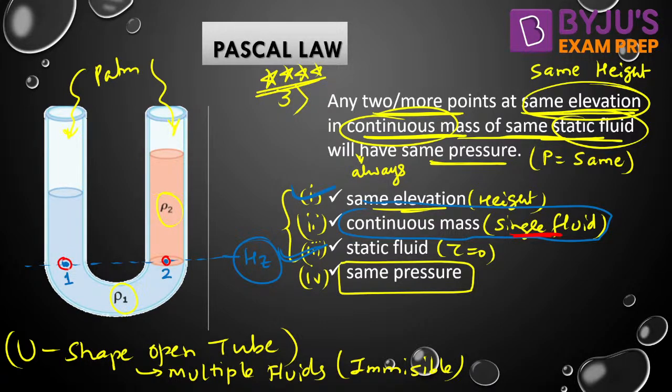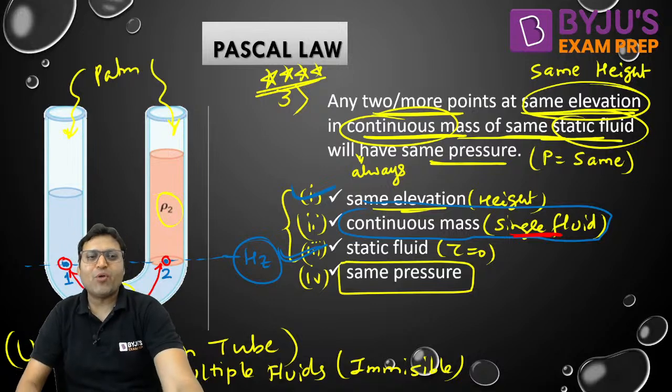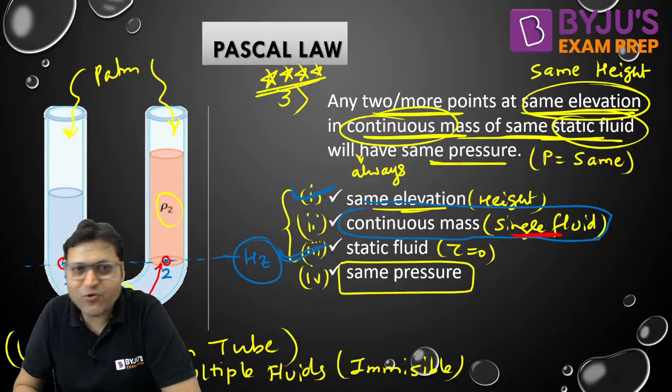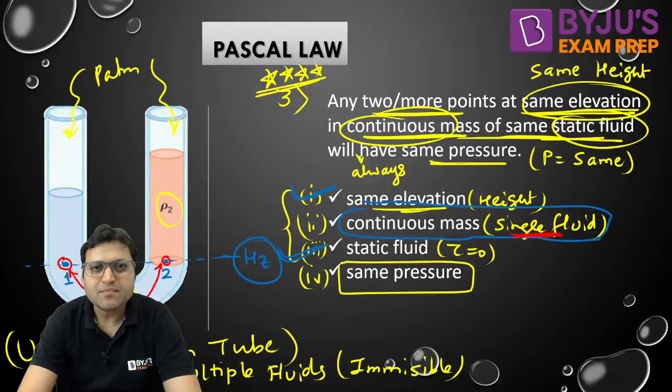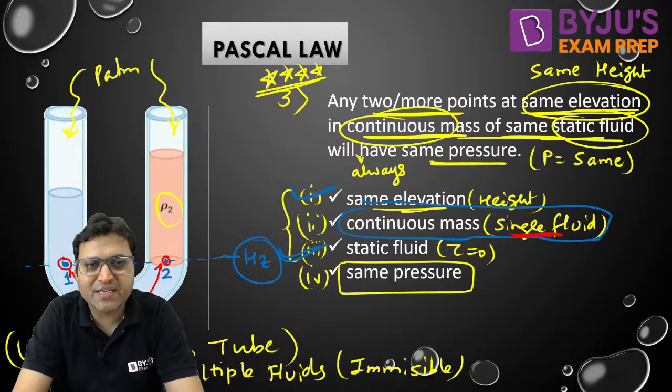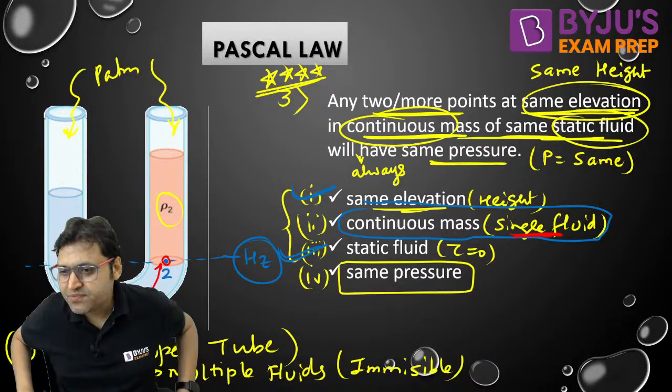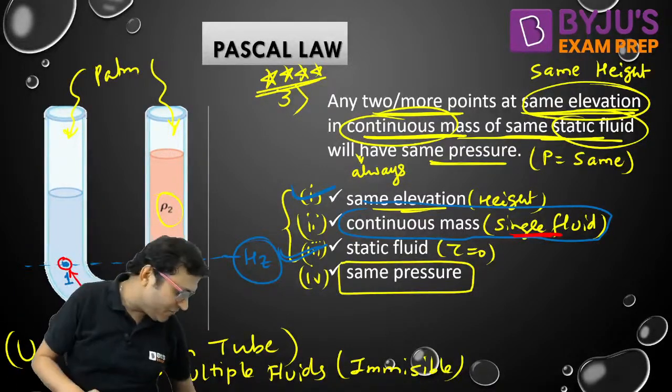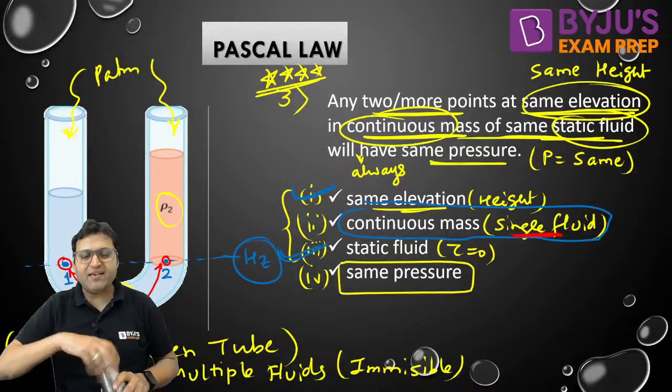But if we join these 2 points from the bottom, are we traveling in multiple fluids? Yes or no? If we join point number 1 and point number 2 from the bottom, are we traveling in multiple fluids or a single fluid? Yes, I want your answer for the same. Everyone. Are we traveling in a single fluid or are we traveling in multiple fluids? Quickly, give me the answer.